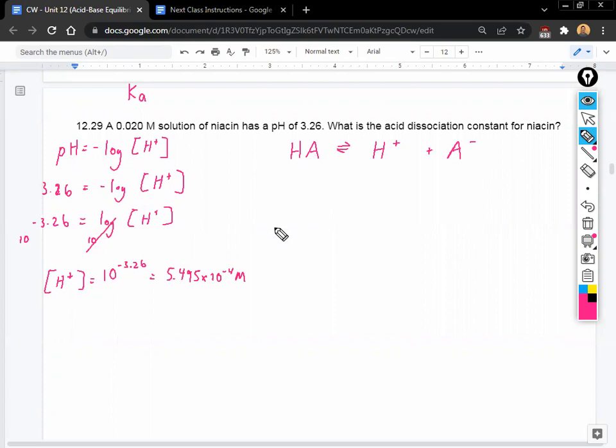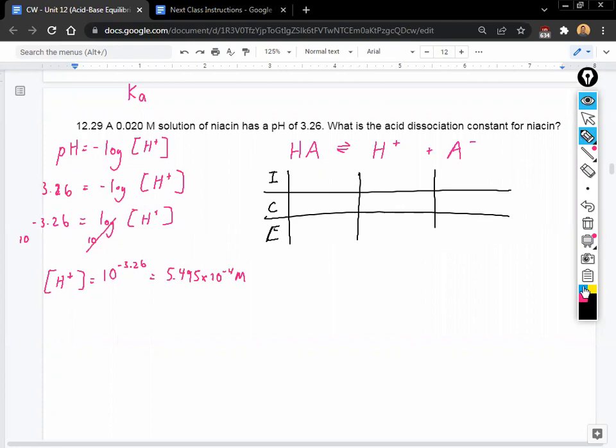You could have done HA, HX. You can even write niacin, and then here you could write niacin minus H. You can just write down whatever you need to get that information. Okay, we're going to set up an ice table, and then we're going to plug in our values. So we know that it's 0.02 for niacin initially, so 0.02 molarity. We know that we start with 0 for both of these. We're going to lose some of the acid and gain H plus and the conjugate base.